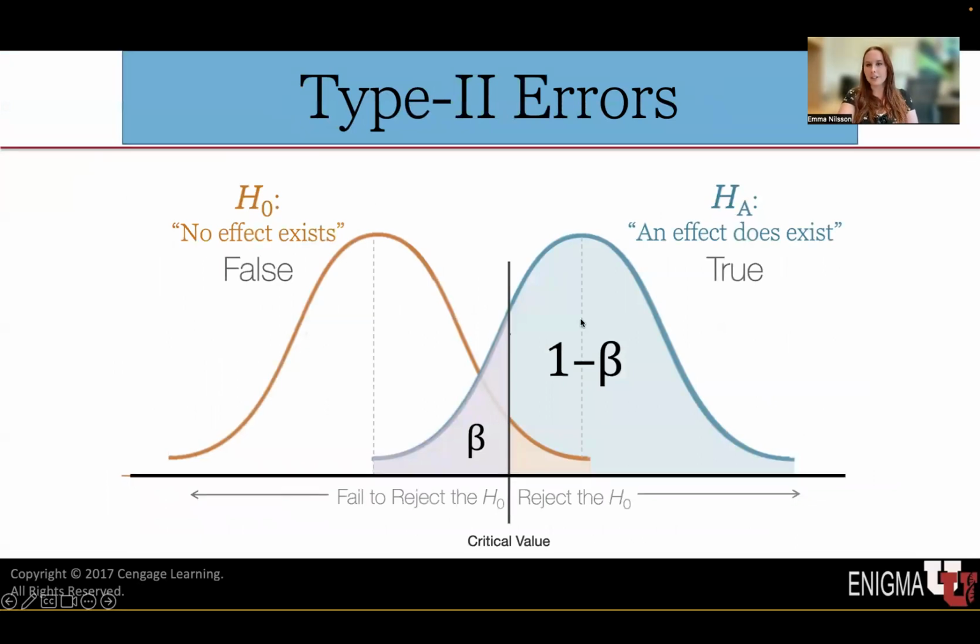So adding this to our little diagram here, if our alternative hypothesis is true, our null is false, and we reject the null hypothesis, that's awesome. That's called 1 minus beta, that's power. But if our null hypothesis is actually false, if our alternative is true, but we fail to reject it, that's that type 2 error, the false negative, the beta.